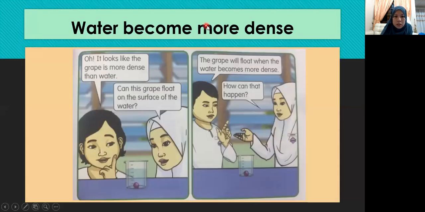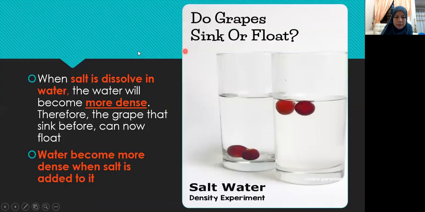Okay, let's look at the next slide. As you can see here, when salt is dissolved in water, the water will become more dense. So remember, when we put salt in the water, the water will become more dense. Therefore, the grape that sank before will now float. So the water becomes more dense when salt is added to it.